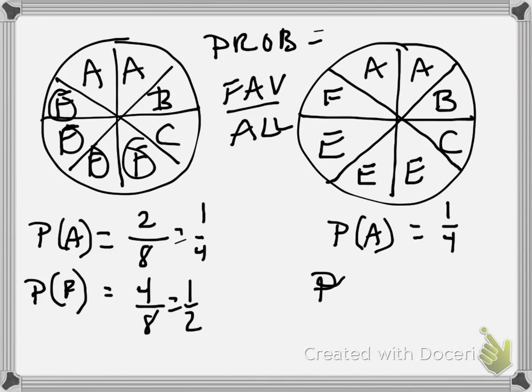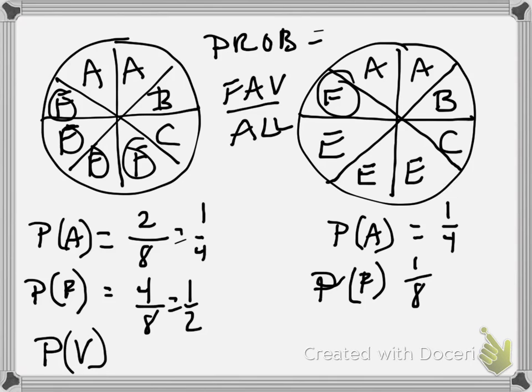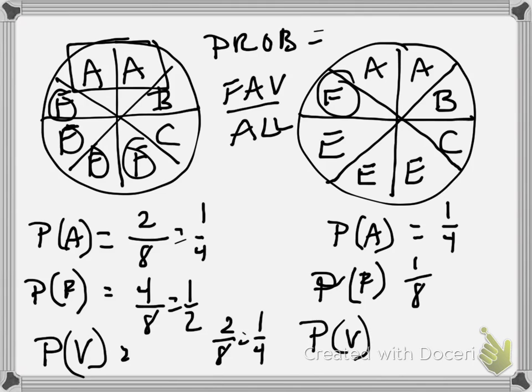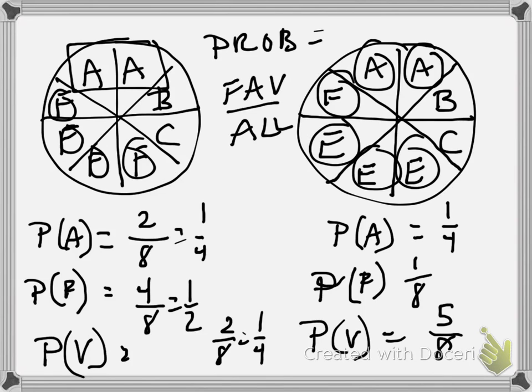If you did the probability for F on this side, you would have just 1 F out of a total of 8, so 1/8. Then the probability of a vowel. A vowel on this side right here, you would just see the 2 A's. So you would have 2 out of 8 total, which is 1/4. On this side here, the probability of a vowel is going to be 1, 2, 3, 4, 5. So that will be 5 out of 8.